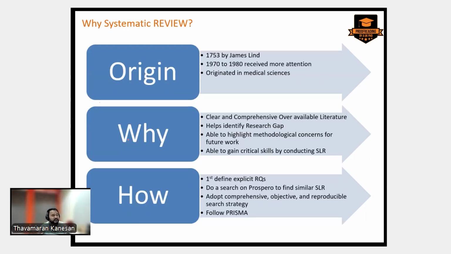Now, why systematic review? These are some histories related to systematic review. It started in 1753, and then in the 70s and 80s, it got a lot of attention, but mostly used in medical sciences. Only in the recent 3 to 4 years has systematic review moved significantly to social science, business management, information system, engineering, computer science, physics, chemical, even chemistry. It's very, very new to do systematic review.